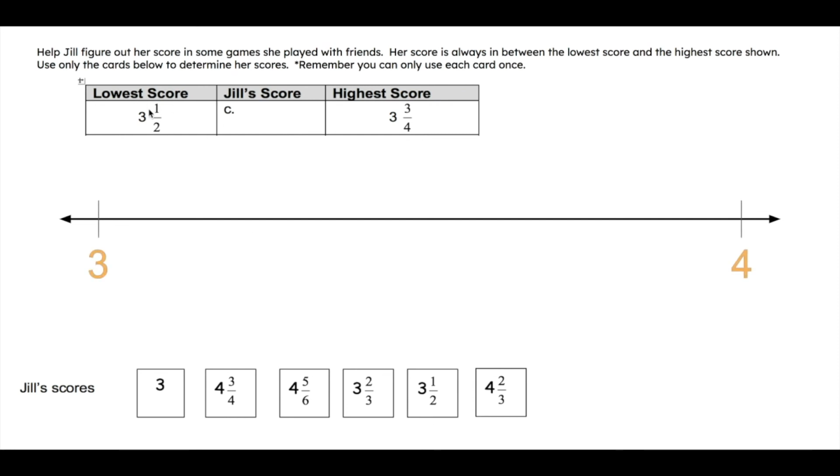Let's first find the lowest score and then we'll find the highest score. So the lowest score is 3 1/2. Well, half is easy to find. It's going to be right in the middle. You know how to break something in half. You just break it right down the middle. Okay, so here's 3 1/2. Now, in order to find 3 3/4, we need to break the number line into 4 equal sections and then find the third one. We got 1, 2, 3, 4 sections. And let's count: 3 1/4, 3 2/4, 3 3/4. Boom, here it is right here. Jill's score is somewhere in between these 2 numbers, which means it's got to be in between here.